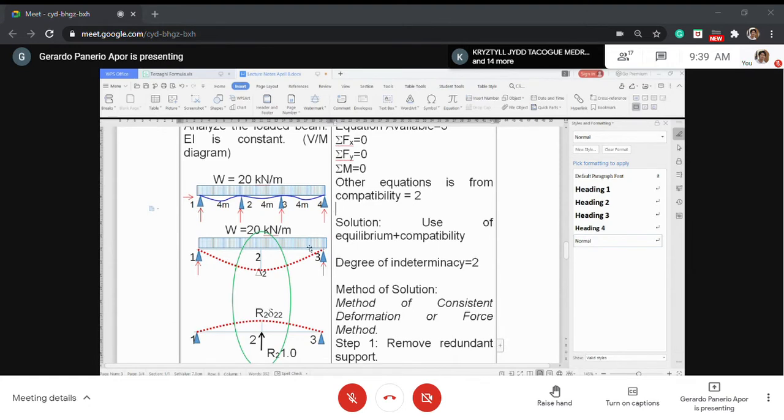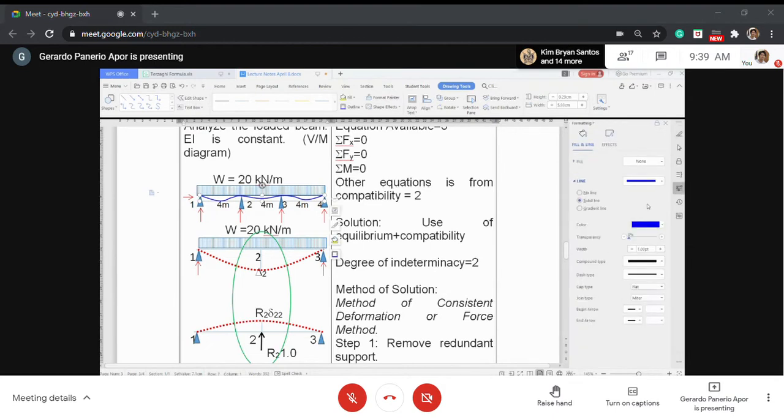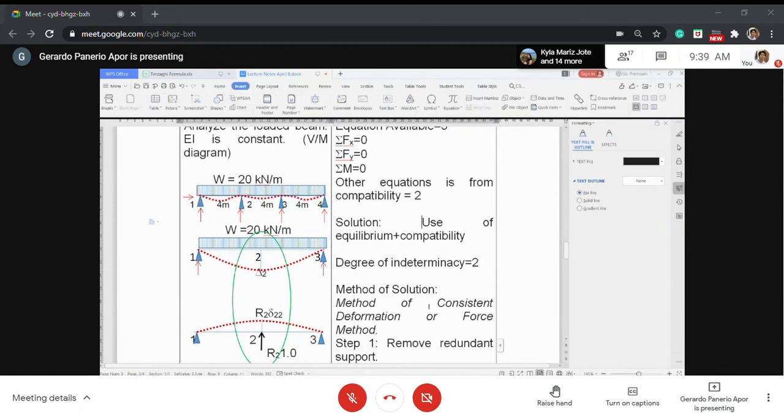That's how the depicted structure looks like. That's the real depicted structure. How are we going to analyze this?